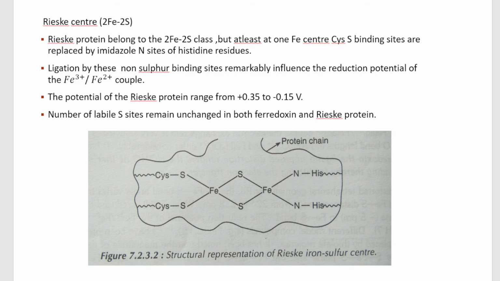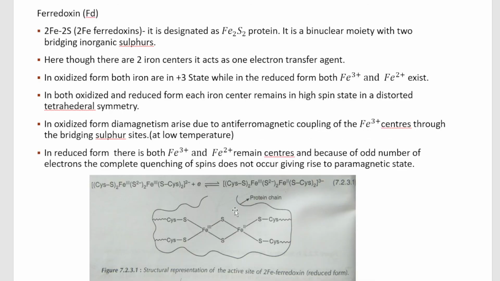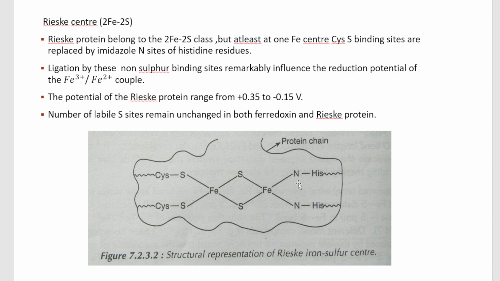So here previously you saw that they were cysteine sulfur. Even this side there is cysteine sulfur and cysteine sulfur. What happens here is, at least one or two sites are replaced by the nitrogens of the imidazole of the histidine residue. Okay, so that is the difference between the ferredoxin and the Rieske center.